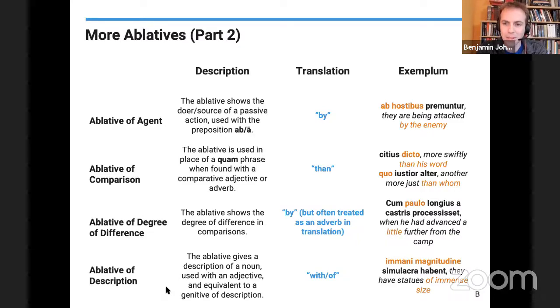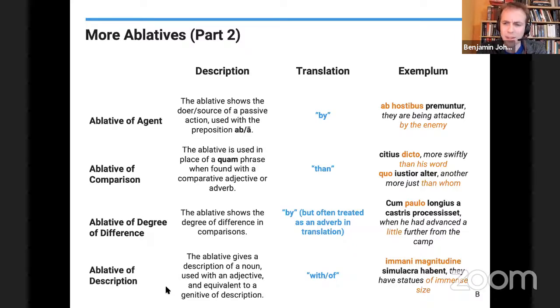You can also use an ablative after a comparative adjective or adverb in place of a quam phrase. So often early on in Latin, you learn that quam means than and is used with comparisons. Well, you can also use the ablative too. And so like citius dicto, which we saw in the Aeneid, more swiftly than his word, or also another one, quo, than whom. Both of those are from the Aeneid.